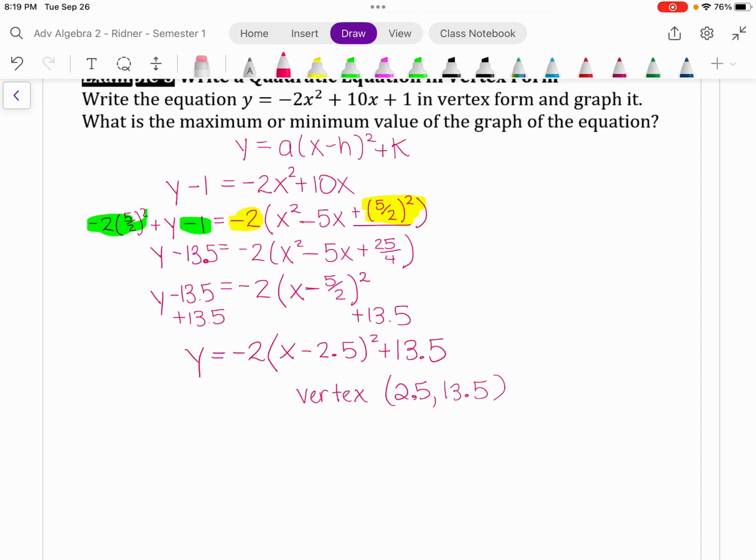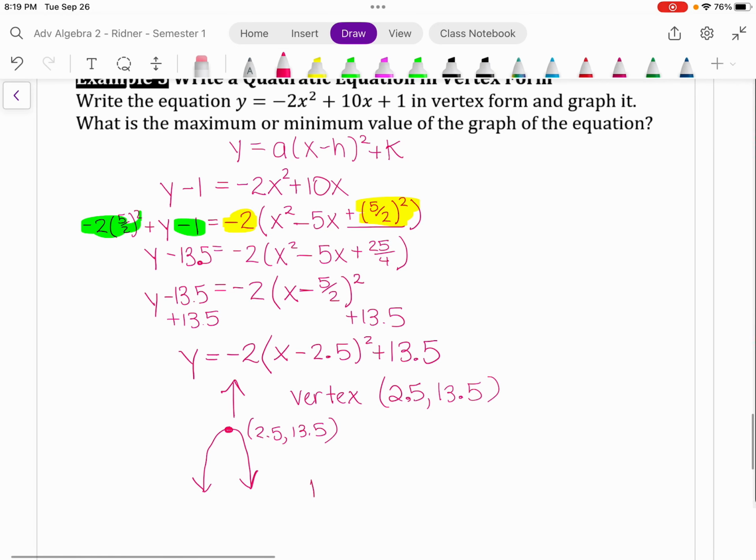So since A is negative, I know that my graph looks like that without even looking at it. And then I know that that's my vertex by definition because this is vertex form. So looking at that picture, that must mean I have a maximum of 13.5 at x equals 2.5.